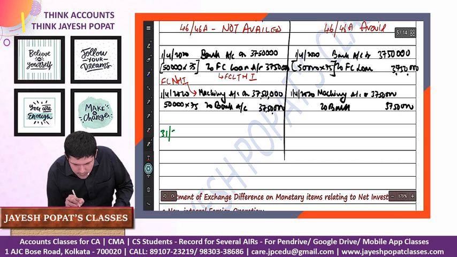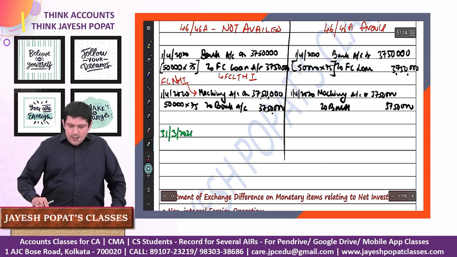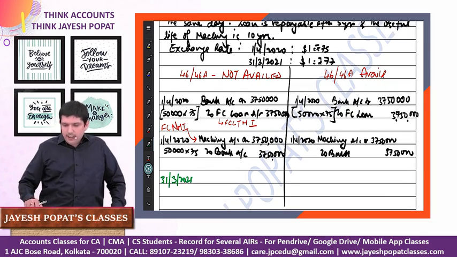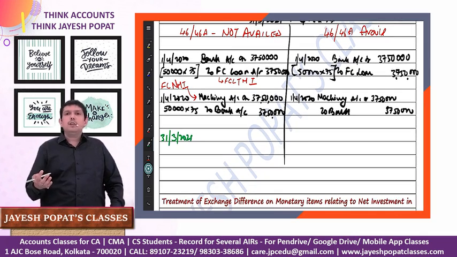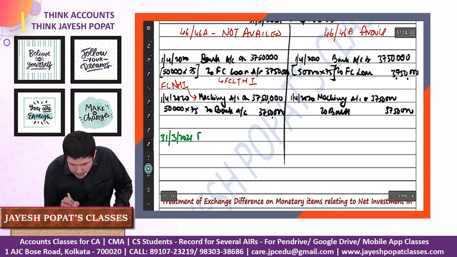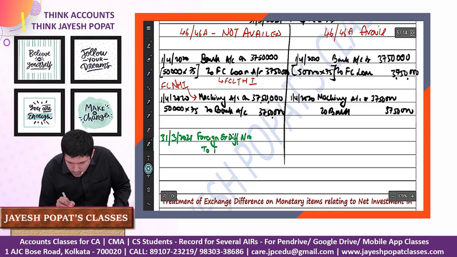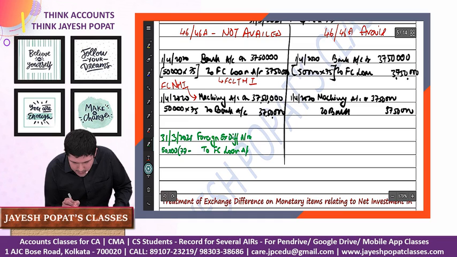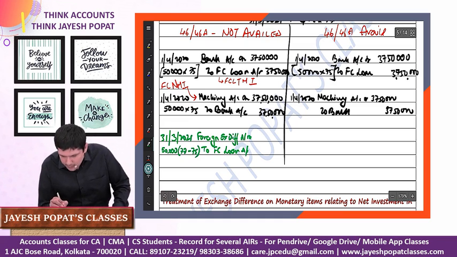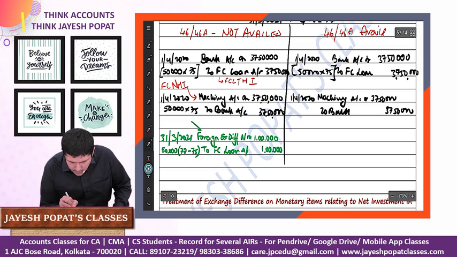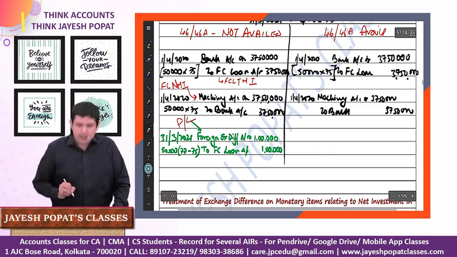So on 31st March 2021, right, the exchange rate has gone up to 77. So our liability, our payable for the loan has increased. So our entry will be foreign exchange difference account debit to foreign currency loan account. The loan is of $50,000. 77 minus 75, right? So 1 lakh rupees is my exchange loss, and this foreign exchange difference will be closed by transfer to profit and loss account.